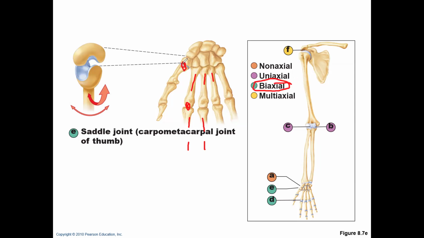Same thing here with the saddle joint, which is also another type of synovial joint. I did mention that one of the bones kind of looks like a horse saddle, right? So there it is. And that allows you to do that movement where you touch your fingers called opposition.